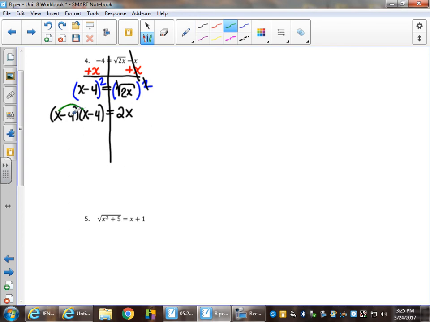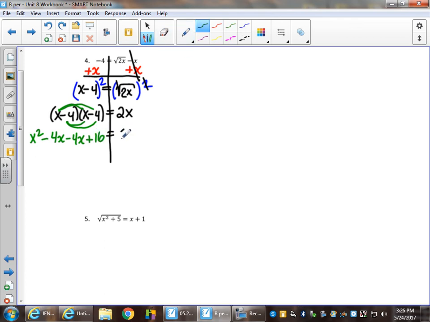Using our arrows to distribute, x times x is x squared. X times negative 4 is minus 4x. Negative 4 times x, negative 4x. Move this over a little bit. So we just did negative 4 times x is negative 4x. And then last but not least, negative 4 times negative 4 is a positive 16.